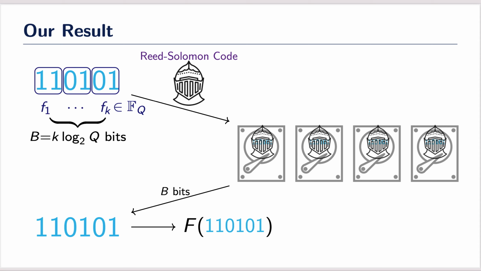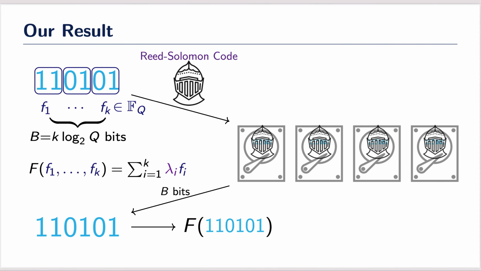Okay, great. This code is nice for a lot of different reasons, and it's used in some systems. It's built into Ceph and HDFS, which are distributed file storage systems. It's a reasonable code: you can download B bits, recover your message, and compute a function on your bits that way.